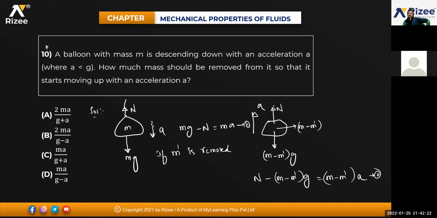A balloon of mass m has been descending with an acceleration a, where a is less than g. How much mass should be removed from it so that it starts moving up with an acceleration of a? This is a balloon of mass m.